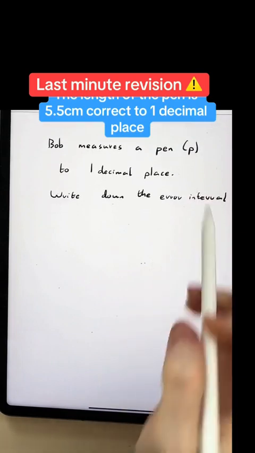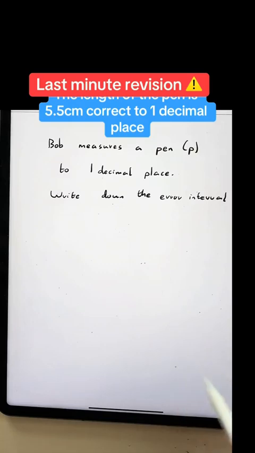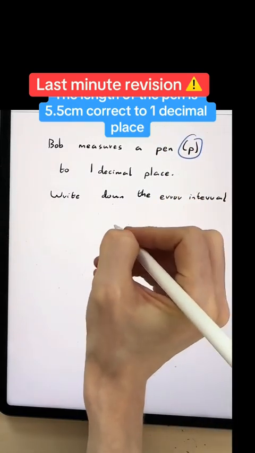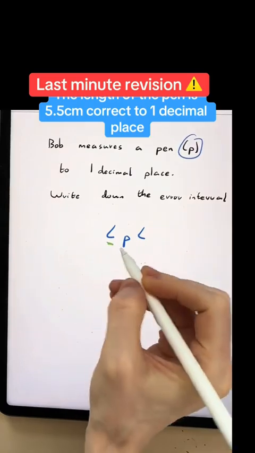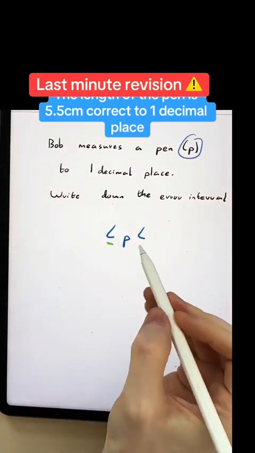Next one. Bob measured a pen, P, to 1 decimal place. Write down the error interval. If you're asked to draw the error interval to start, you always put the letter in the middle. So inequality signs always face the left. And the one on the left-hand side always has an extra line, which means P is greater than and equal to, where here on the right, P is less than.